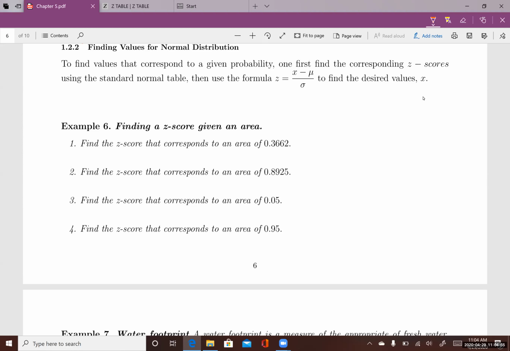This lecture continues the work on normal distributions. So this lecture is about finding values for normal distributions given any desired probability that you are looking at. To find the values that correspond to a given probability, you first find the corresponding z-score and then use a standard normal table to find the desired values x.